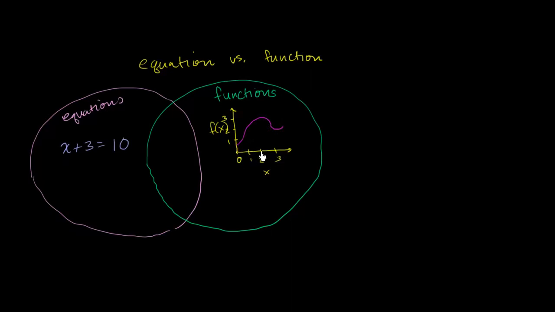If x is 2, at least the way I drew it, y is equal to 3. You give me that input, I give you the value of only one output. So that would be a legitimate function definition.